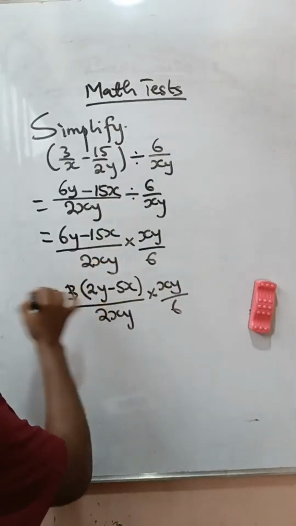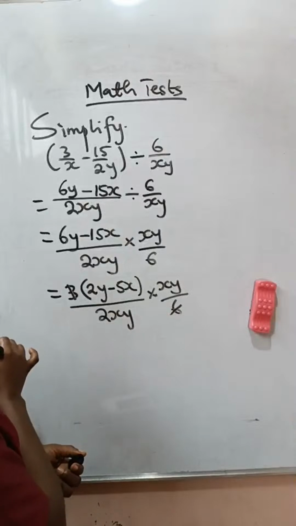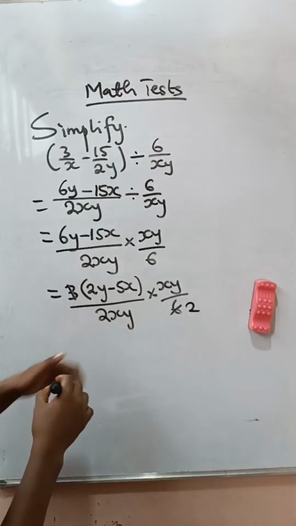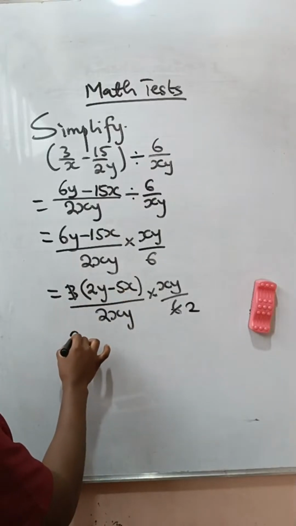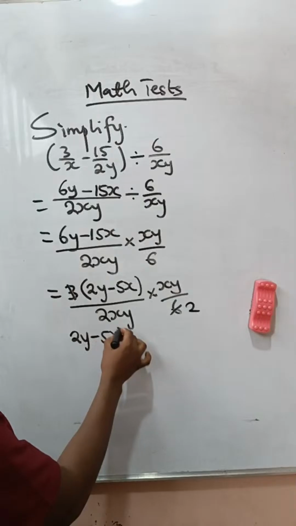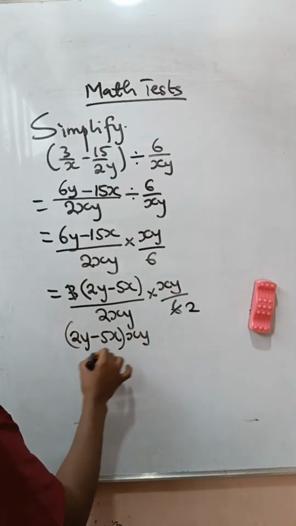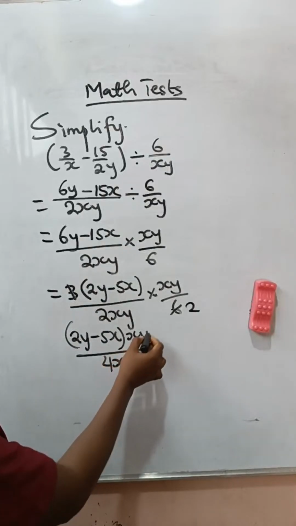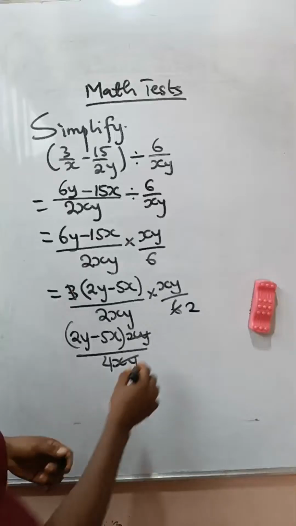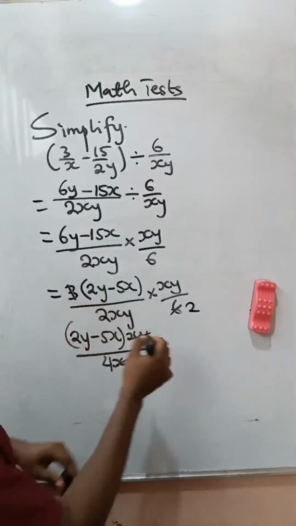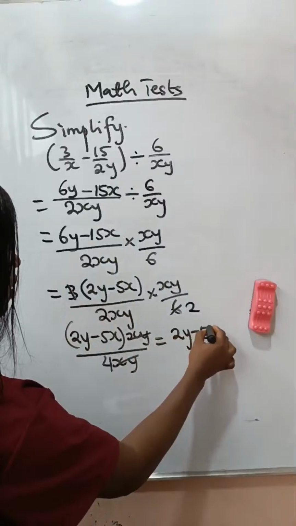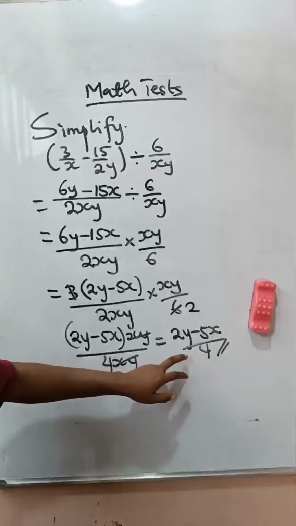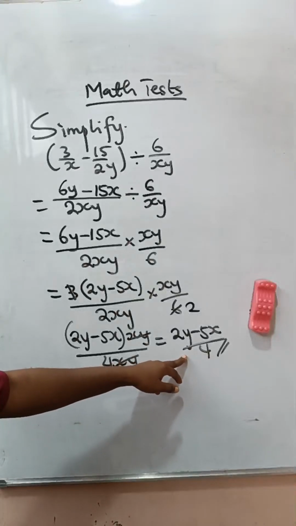Now this 3, we divide this 6 to give us 2. So what we now have is 2y minus 5x bracket xy divided by 4xy. Then xy can also be removed, and we have our final answer to be equal to 2y minus 5x divided by 4. So at this point, there is nothing we can do here. We cannot simplify this further.